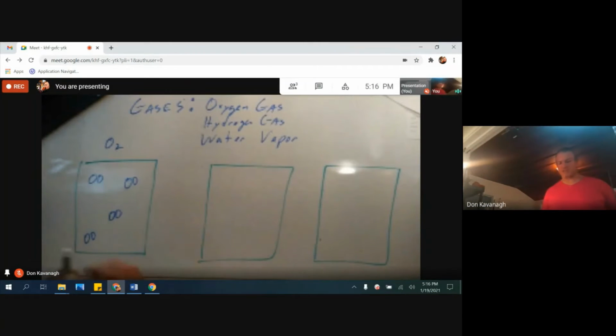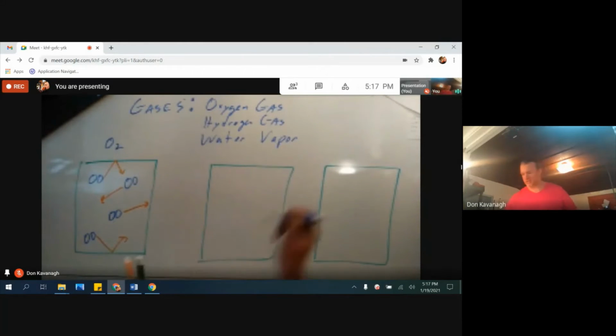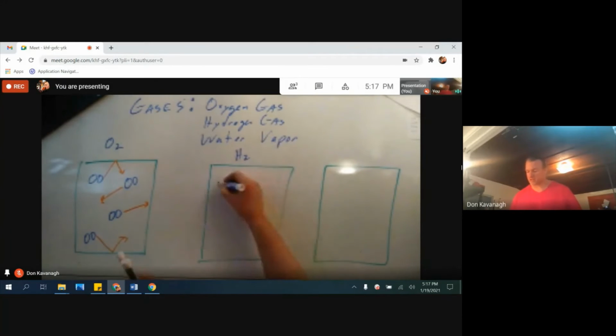Now, because this is a static picture, I'm going to put some arrows in an attempt to show movement. And I've tried to draw these gases moving in a bunch of random directions, and they move in a straight line unless they hit something or another molecule. Hydrogen gas. The formula for hydrogen gas is H2. So that is two hydrogen atoms bonded to each other.